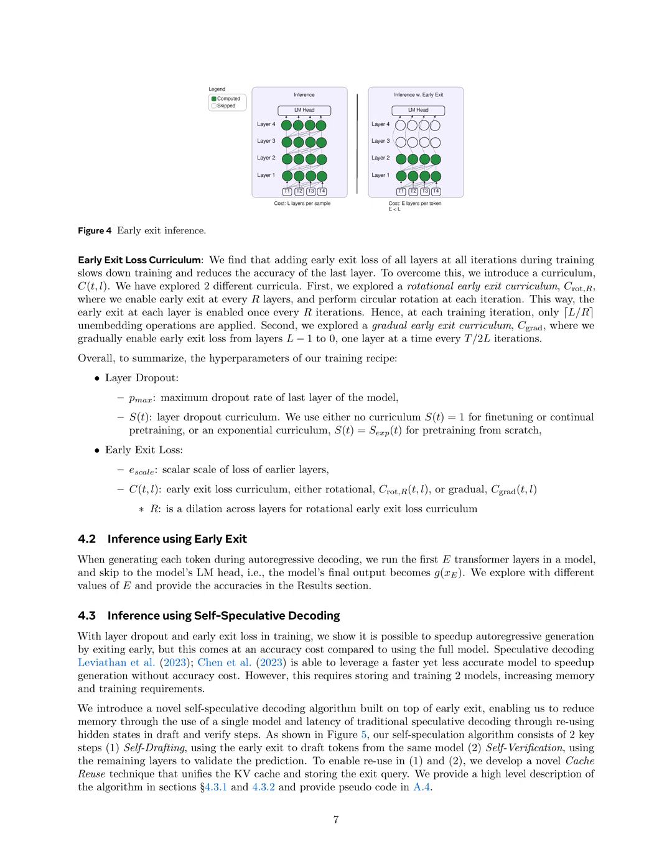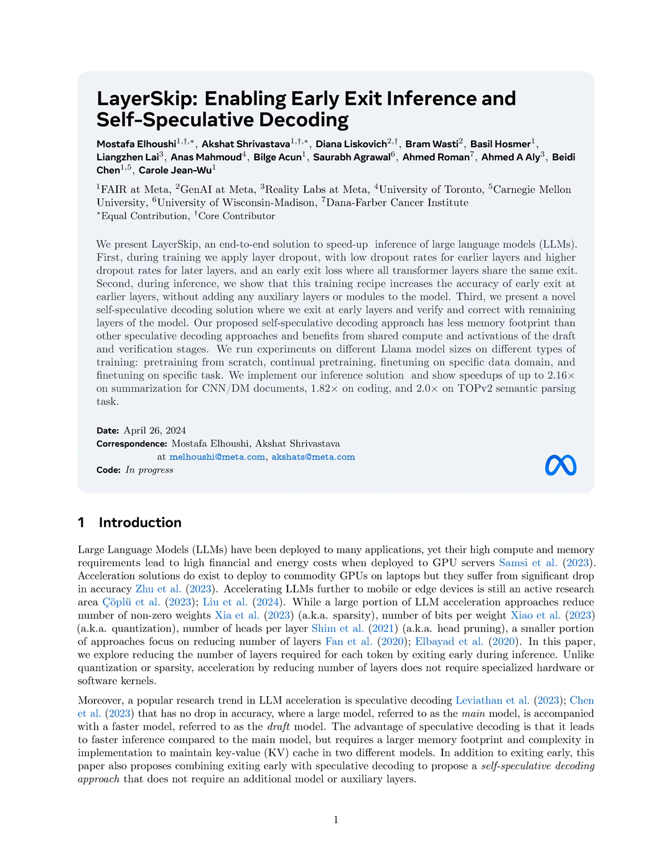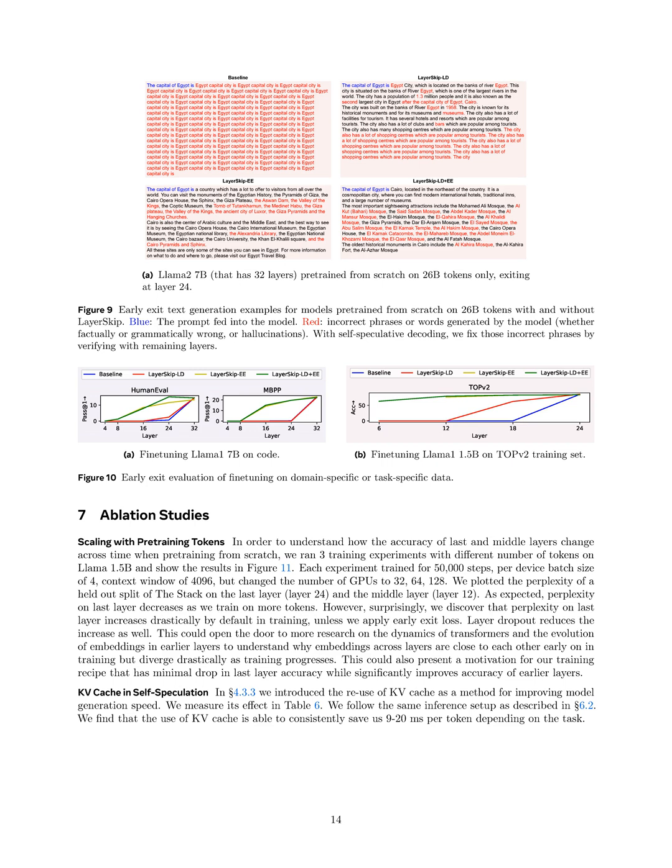This means that the self-speculative decoding approach reduces the memory and complexity requirements by using a single model for both drafting and verifying tokens. Secondly, the self-speculative decoding approach introduces a novel cache reuse technique that unifies the key value KV cache and storing the exit query, allowing for the reuse of hidden states in both the drafting and verification steps. This enables the self-speculative decoding approach to reduce memory usage and latency compared to traditional speculative decoding techniques.